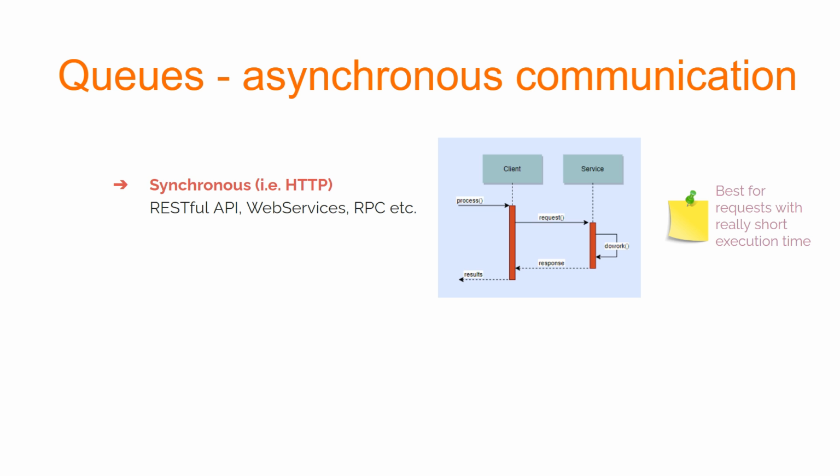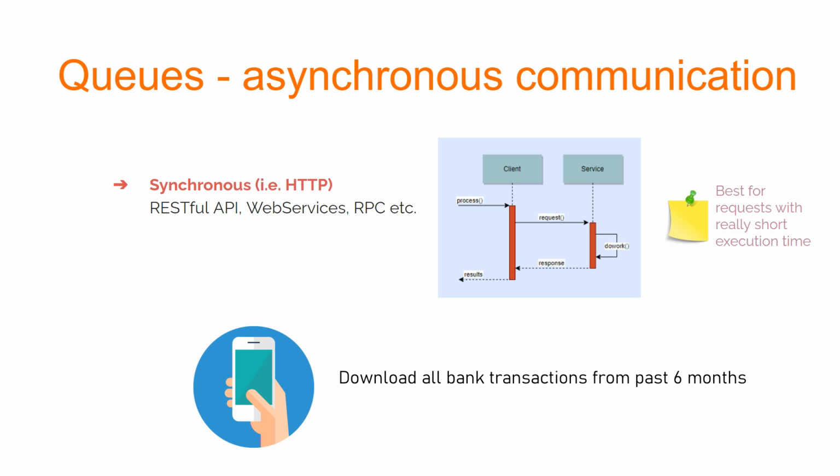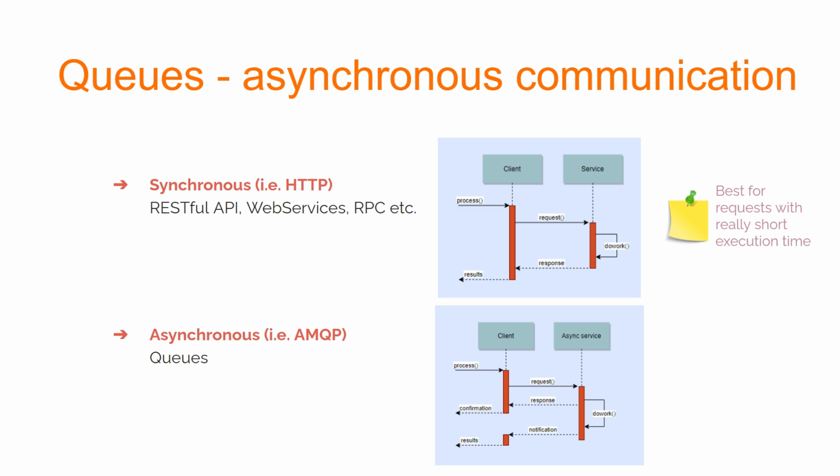So what if the time to process our request is counted in minutes? For example, let's imagine you placed a request in your bank application to download all bank transactions from the past 6 months. The time to fulfill such a request can be counted in seconds as well as in minutes. If your bank application used a synchronous request, the application would be frozen and your experience with it would be weak. To optimize such cases, communication between components should be realized as asynchronous calls.